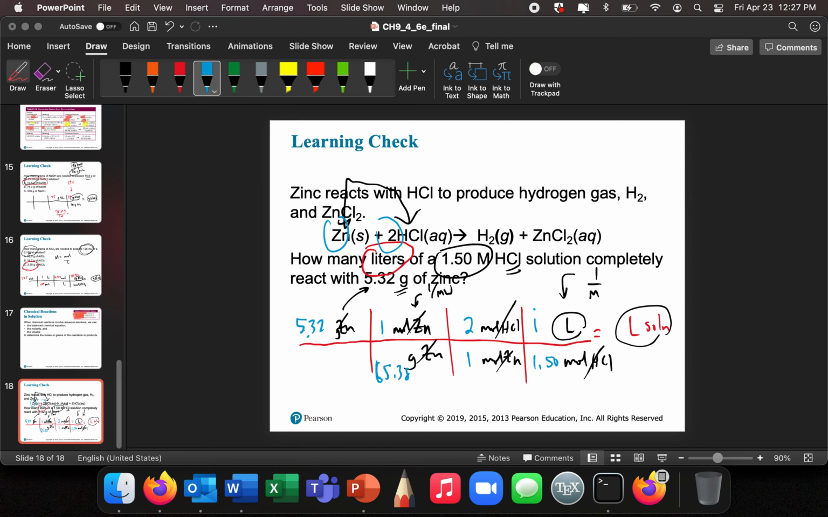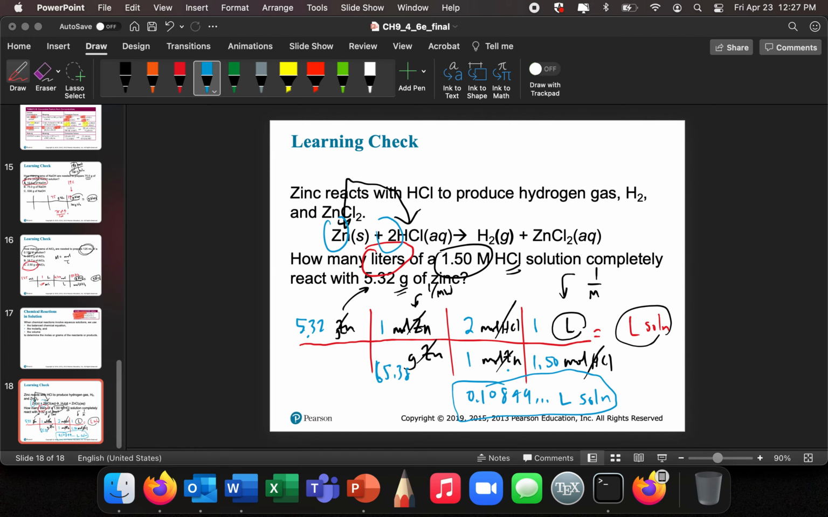All right, so let's do that. 5.32 times 2 divided by 65.38 divided by 1.5 is equal to 0.10849 liters of solution. And that's what I was asked. How many liters do I need?